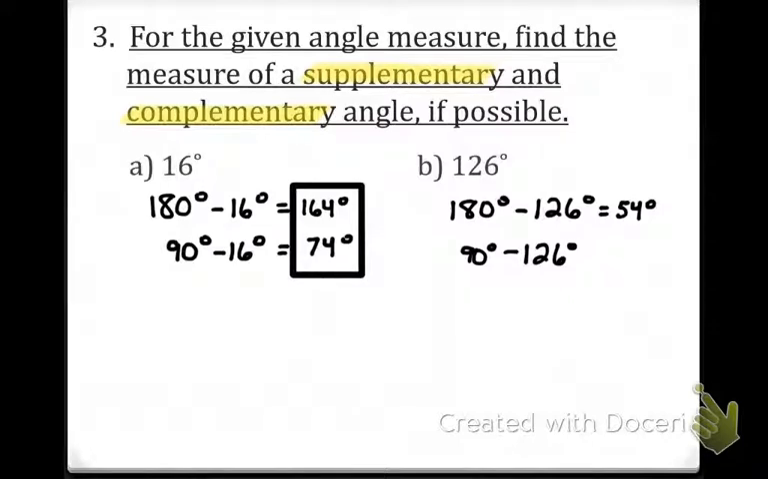You get negative 36. You get a negative degree. There is no such thing as negative degrees. So is that possible? It is not possible, because there is no such thing as negative degrees.